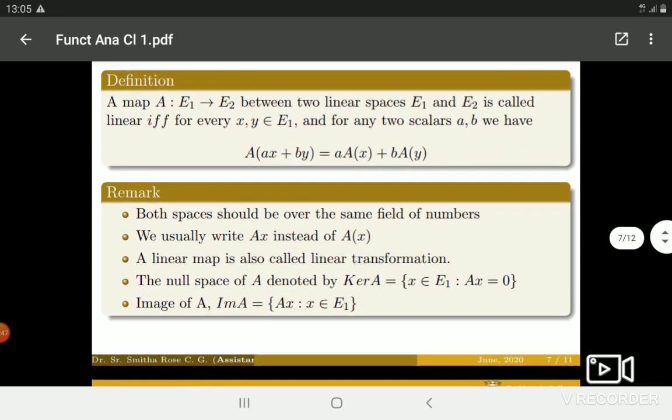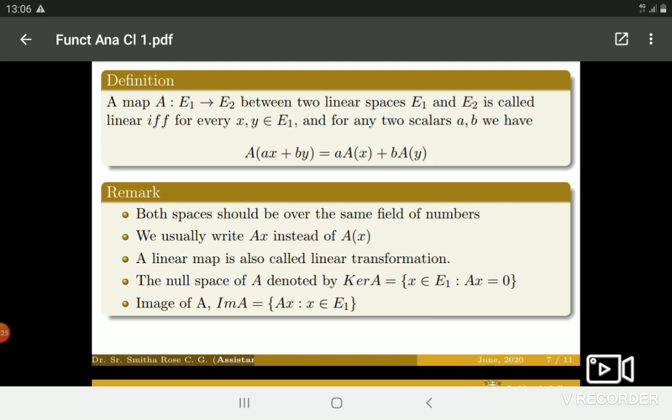Now some particular things that we have to take into account. If I am defining a linear map from E1 to E2, both E1 and E2 should be linear spaces over the same field of numbers. Then only I can define a map, linear map from E1 to E2. Then about notation, we usually write Ax instead of A(x). Then a linear map is also called a linear transformation, that is very obvious.